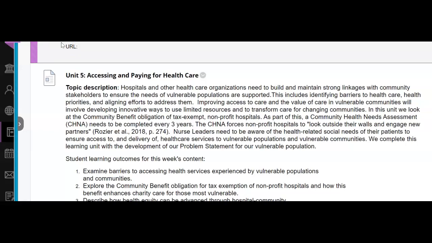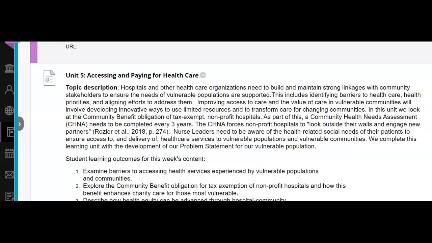In Learning Unit number 5, we're looking at accessing, so the ability of our vulnerable populations to access and pay for healthcare. We know that hospitals and other healthcare organizations need to continue to build and maintain strong linkages with the community stakeholders, in order to ensure that the needs of vulnerable populations are supported and that healthcare disparities are diminished. This includes identifying barriers to healthcare, health priorities, and aligning efforts to address them.